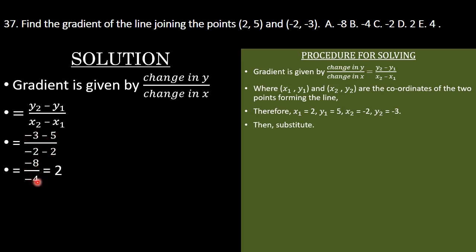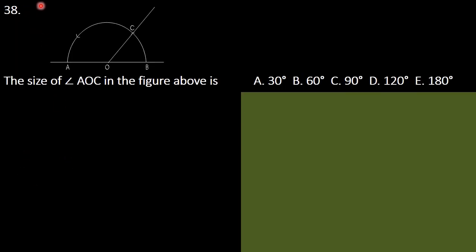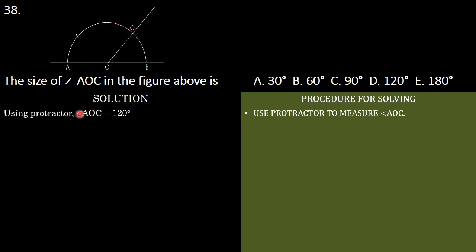When you divide -8 by -4, we have question 38. The size of angle AOC in the figure above is, let's check the procedure for solving this. You have to use protractor to measure angle AOC. Angle AOC is an obtuse angle. You can see this is an obtuse angle, that is, it is greater than 90. But if you use your protractor, it's going to give you 120 degree. If you measure it very well, angle AOC is 120 degree. The solution now: angle AOC is equals to 120 degree.